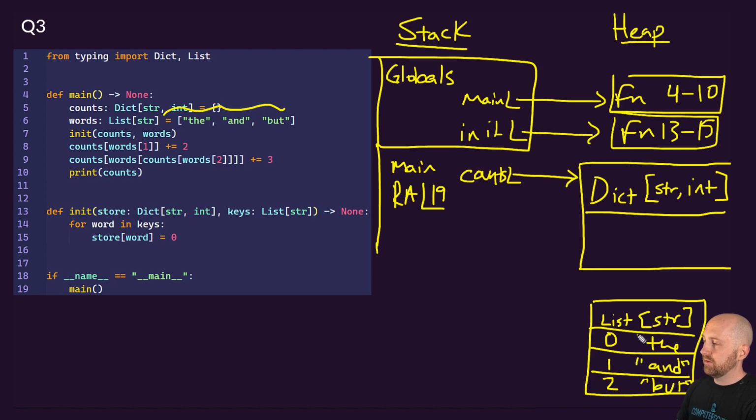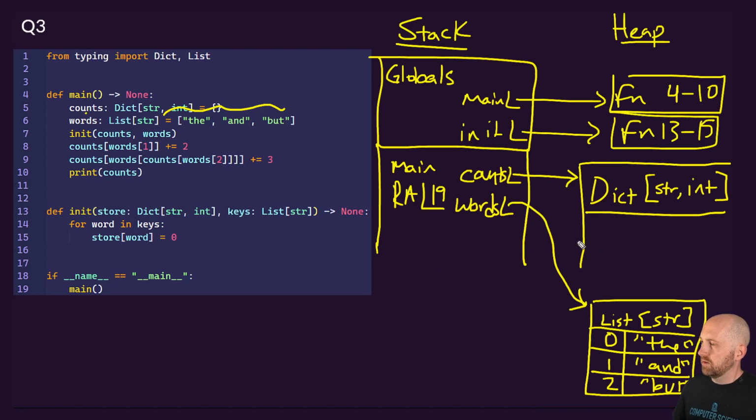Great, so we've got our list object set up, and we know that after we establish this list object, it's going to be bound to words in the main frame. So I'm going to have a local variable named words in main, and it's going to be bound to this list object, right? Great. All right, so let me just make sure I've got enough space here.